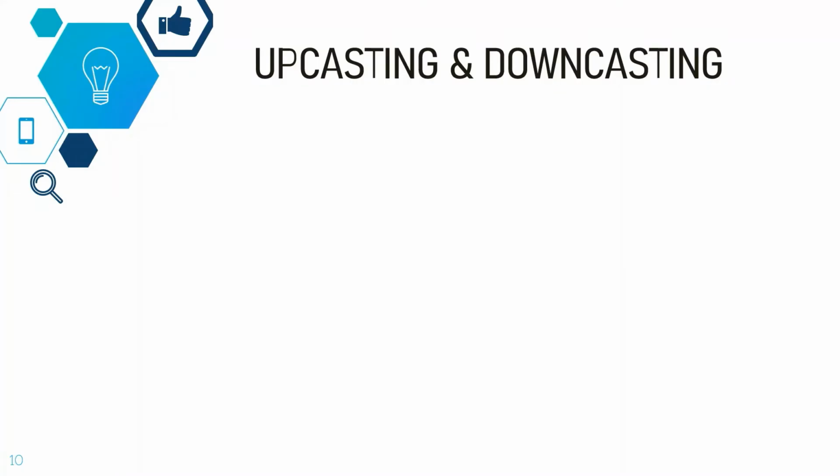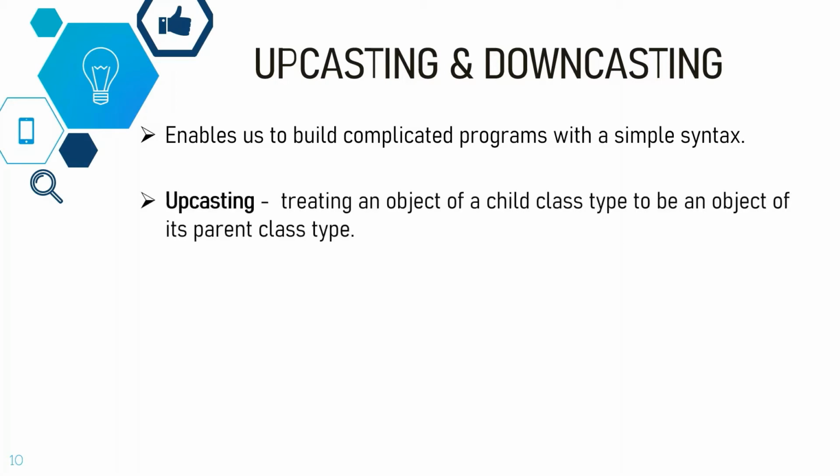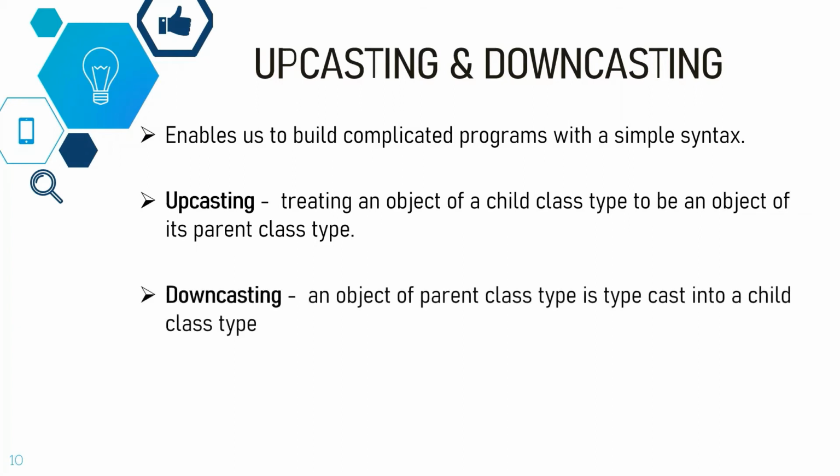So now let's move on to upcasting and downcasting. Upcasting and downcasting are an important part of C++, and they give us the possibility to build complicated programs with a simple syntax. Now in upcasting, we can treat an object of a child class type as an object of its parent class type, whereas in downcasting, an object of a parent class type is typecast into a child class type.